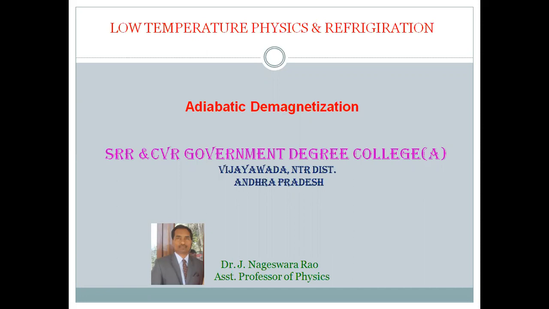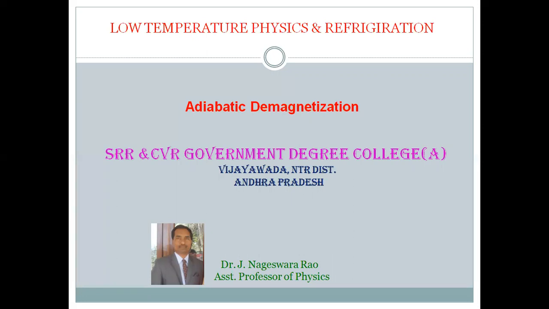We are discussing different methods to obtain low temperatures. There are mainly three methods we are discussing. One is freezing mixtures. Second one is the Joule-Kelvin effect, also called the Joule-Thomson effect. Third one is adiabatic demagnetization.